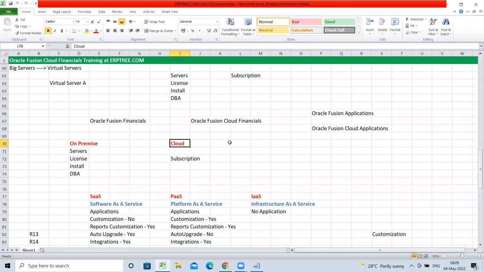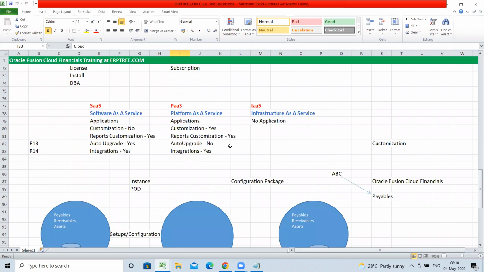In on-premise, everything we have to manage. In case of cloud, the servers, applications, and the maintenance of the applications, everything can be managed by Oracle. We just have to take the subscription. When you take the subscription, we have different subscription options from Oracle: SaaS, PaaS, and IaaS.